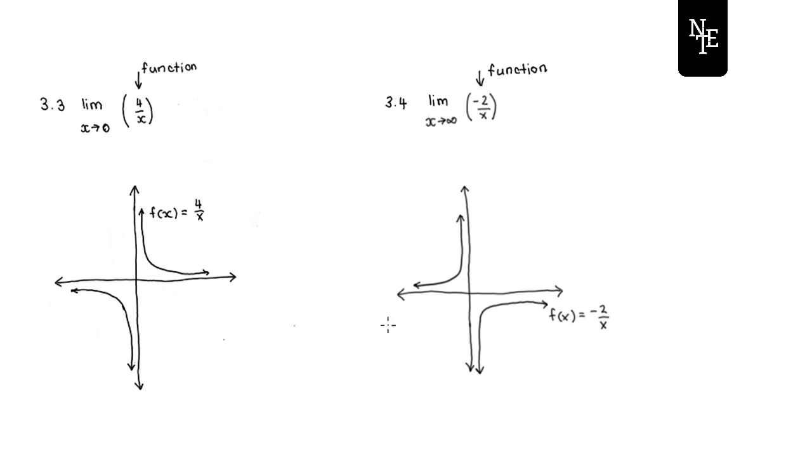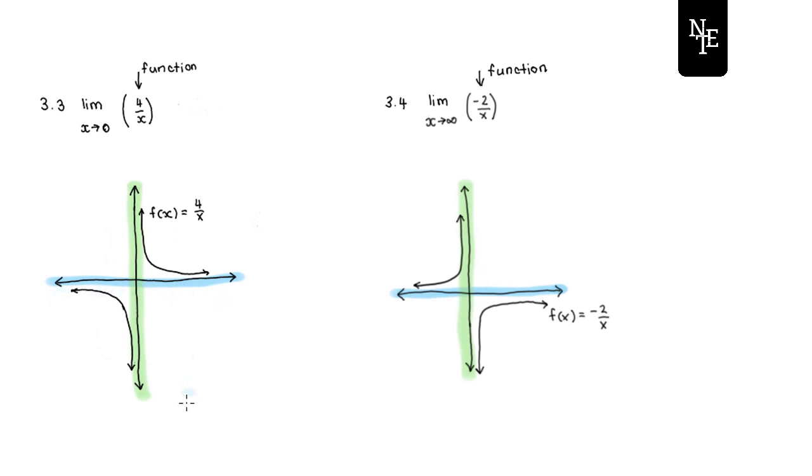Just remind yourself that these two hyperbolas are basically the mother hyperbolas, with a vertical asymptote at the y-axis and a horizontal asymptote at the x-axis. So these two functions will never cross the y-axis, and they will also never cross the x-axis.